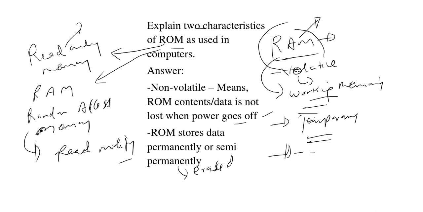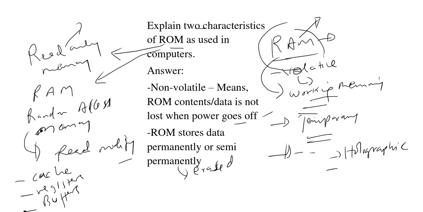You can also look at the other memories, which is the cache memory. We have also the registers. We have the buffers. And also we have what we call the holographic memories. You look at what they are, holographic memories, look at the magnetic disks, etc.